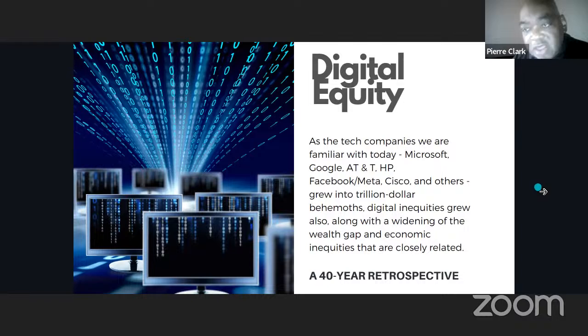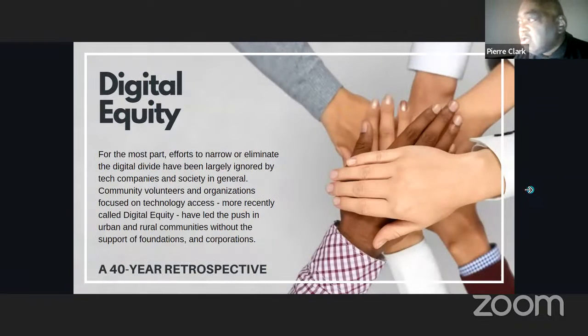And nobody really thought about what that would mean for cities, communities, neighborhoods, people who would, first of all, become aware of the technology, and secondly, how to utilize the technology to, as I said, improve their lives and do things that will help them be more knowledgeable, more educated, and so on. And so, for the most part, what we have seen in community is that efforts to narrow or eliminate the digital divide have been largely ignored by tech companies and society in general.